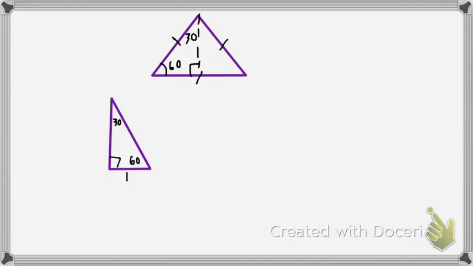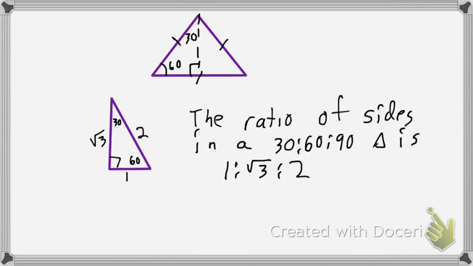Now the ratio of sides here is always going to be 1, radical 3, 2. Okay? Now keep in mind that the 1 ratio is always across from the 30 degree angle. The square root of 3 is always across from the 60 degree angle, and the 2 is always across from the 90 degree angle, or the hypotenuse.